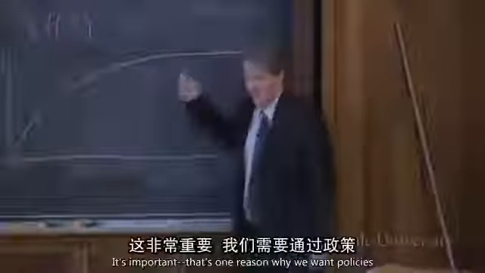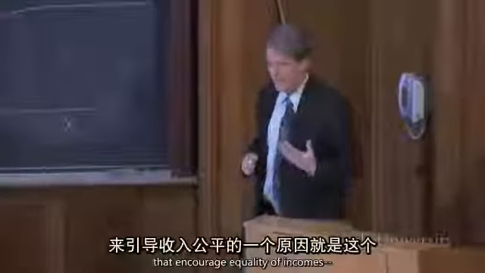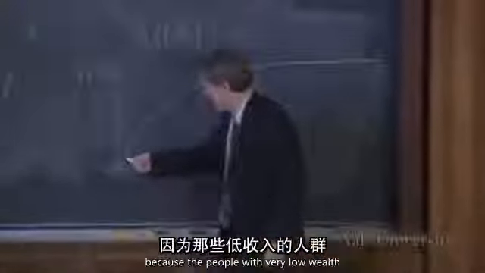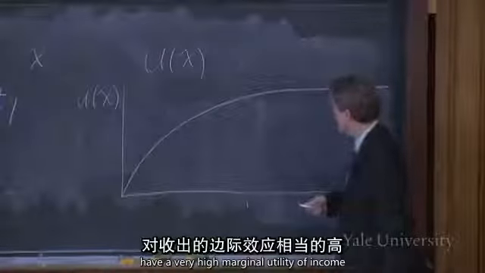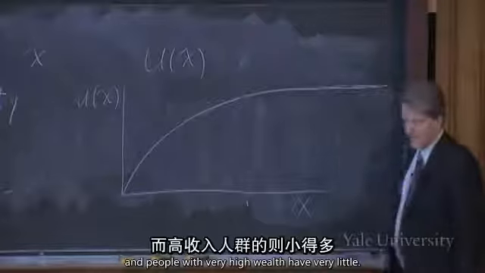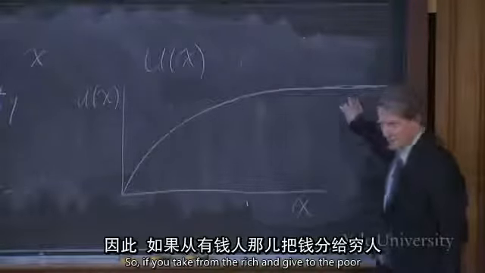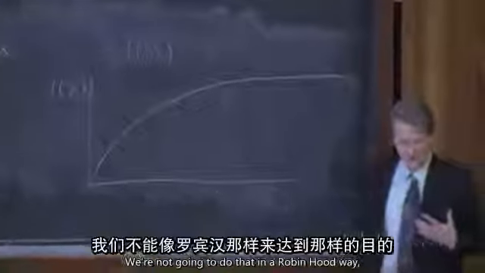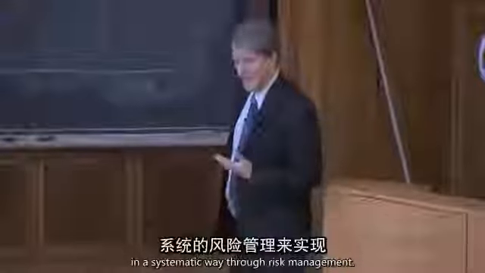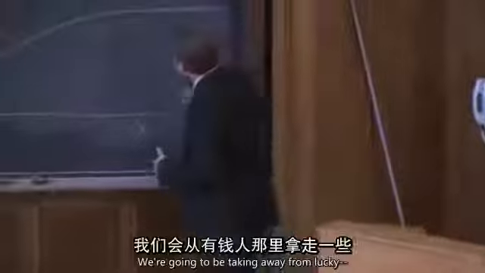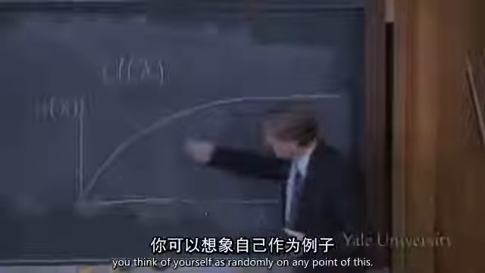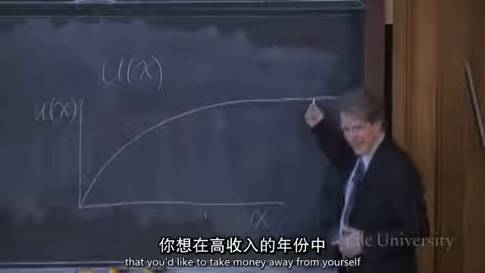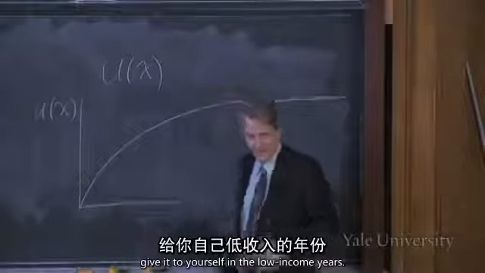So that's one reason why we want policies that encourage equality of incomes. Not necessarily equality, but reasonable equality, because people with very low wealth have a very high marginal utility of income, and people with very high wealth have very little. So if you take from the rich and give to the poor, you make people happier. But we're not going to do that in a Robin Hood way. In finance, we're going to do that in a systematic way through risk management. So we're going to be taking away from lucky people. You think of yourself as randomly at any point on this curve. You'd like to take money away from yourself in the high outcome years and give it to yourself in the low income years.